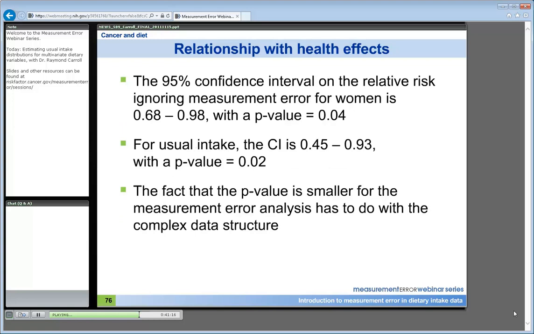The p-values also change, and this is an unusual thing that happens because of the large dimensionality of the problem. The 95% confidence interval for the relative risk ignoring measurement error for women is from 0.68 to 0.98 with a p-value of 0.04. For our usual intake analysis, the confidence interval is longer, but it's shifted way down, and its p-value is even smaller, 0.02.